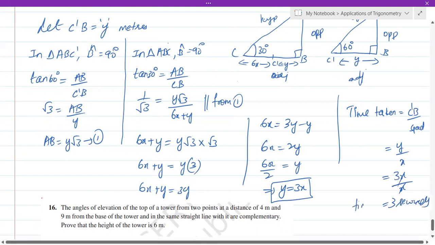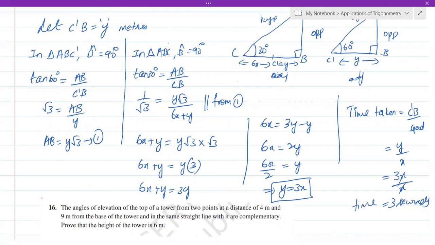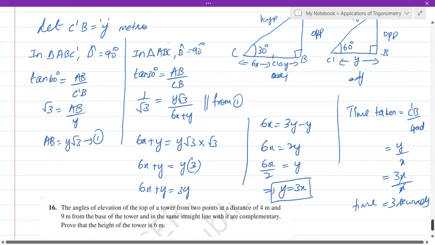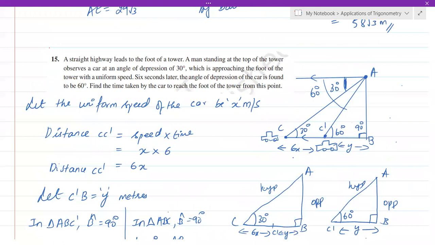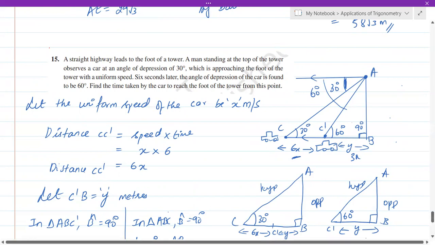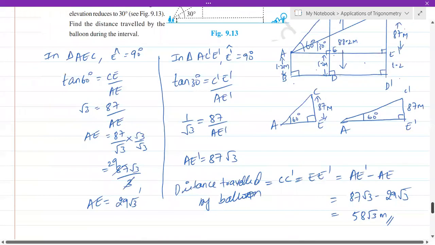That's the time. You can also analyze the problem in another way. If you observe the distance C dash C, sorry, let me scroll it here. C dash C is 6x, isn't it? And y is 3x. So y is actually half of the other distance, isn't it? 6x half is what? 3x, isn't it? To cover a distance of 6x, it has taken 6 seconds. To cover half the distance, it will take half the time. So it will be 3 seconds. You can also analyze the problem in this way.